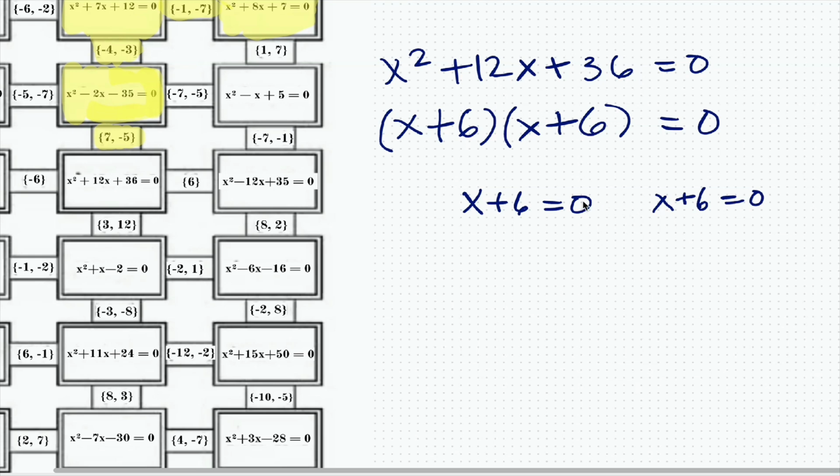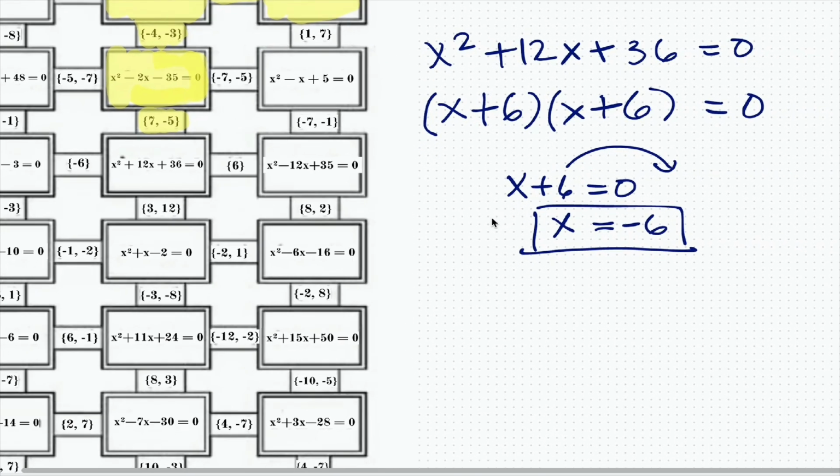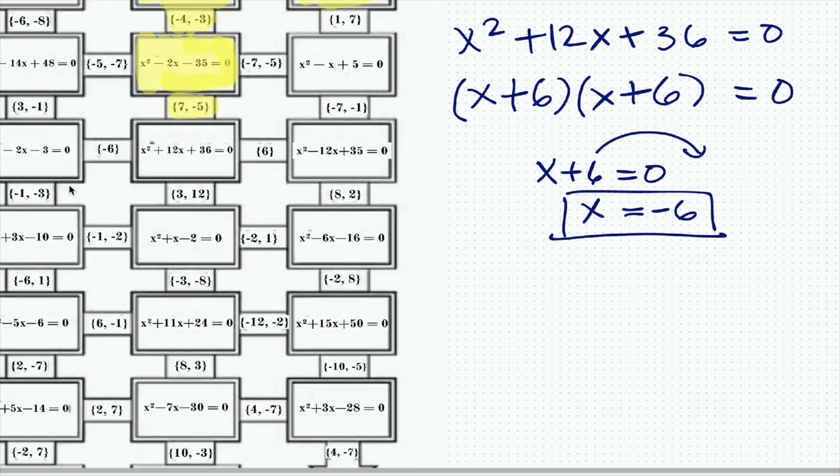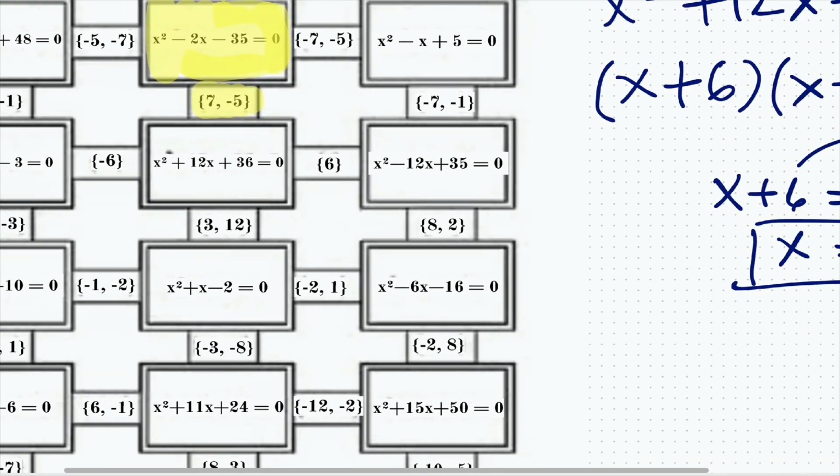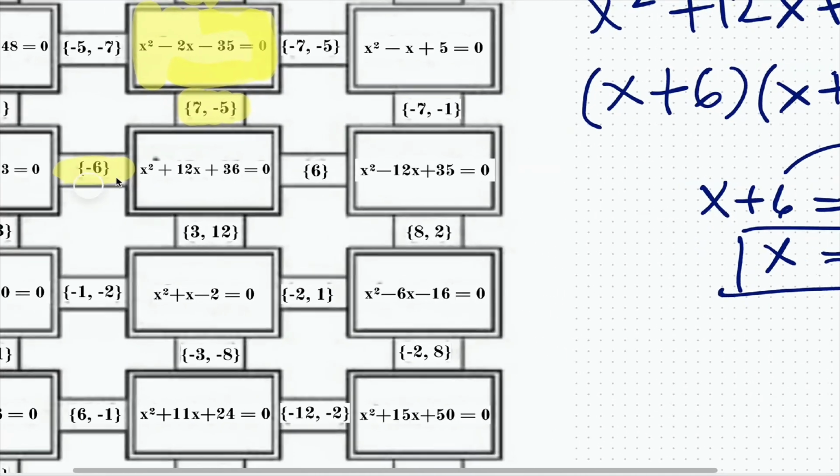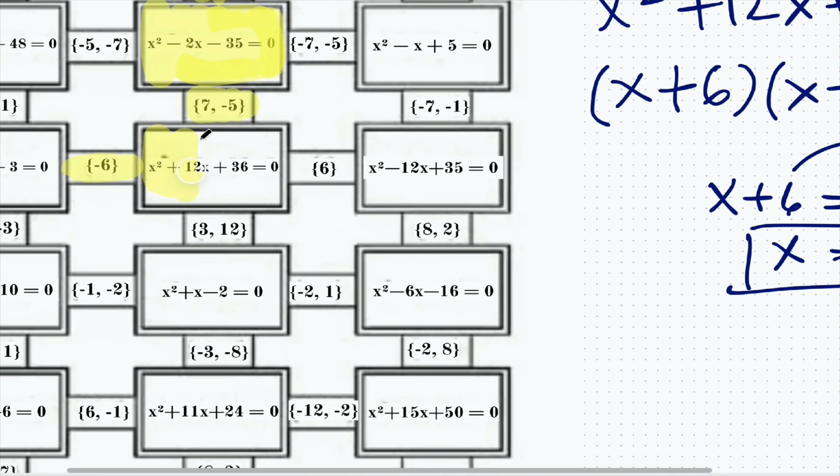Since the factors are the same, we expect that the answers must be the same as well. So we transpose positive 6 to the right side of our equation, x equals negative 6 would be the final answer. So the solution here is negative 6.